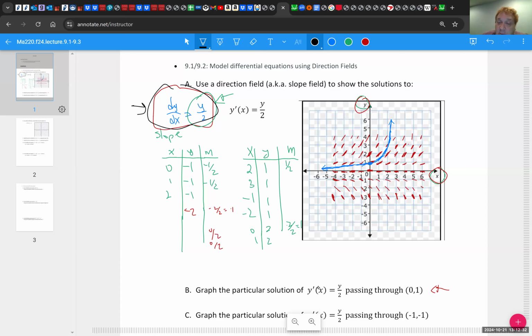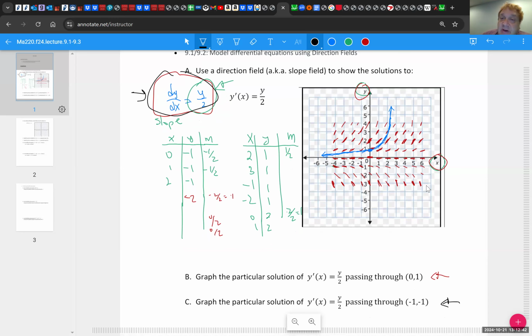All right, so let's try one more. We have this one where it says graph the particular solution that passes the point -1, comma -1. So if you want to pause the video and see if you can draw the solution through -1, comma -1, on your paper, or if you just want to do it sort of visually, like with your finger on the screen, give it a go if you like. See if you can figure out what the solution looks like for that one.